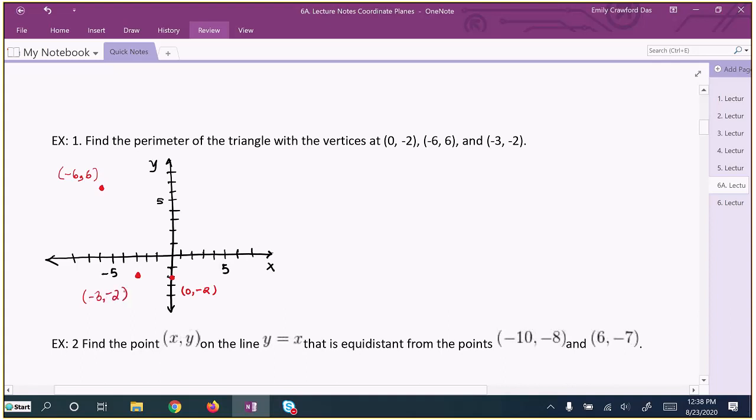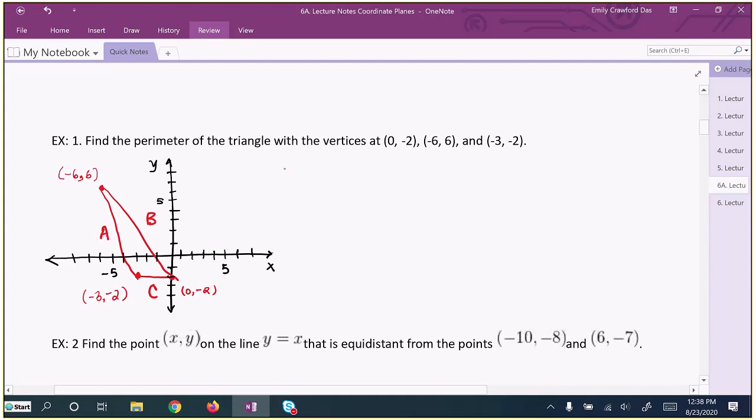So the problem tells us that we want to form a triangle that has these vertices. So we can draw that in. And we want to find the perimeter of the triangle. So that would be adding up the lengths of the sides of the triangle. Now, how could I find the lengths of the sides? Well, that should be the distance formula. So I'm going to give each side a name. Let's call this one A, B, and C. We want to use the distance formula between the vertices to find each of these distances A, B, and C.